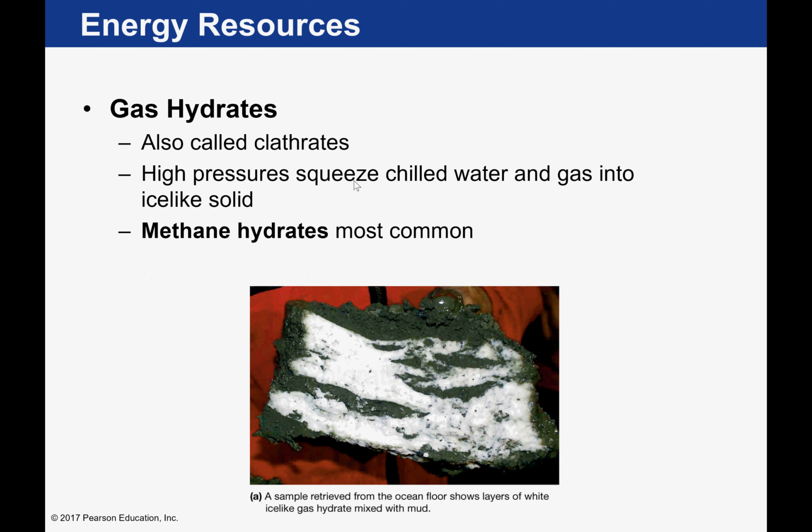So the second most common type are gas hydrates, which are also known as clathrates. And these are compact chemical structures made of water and natural gas. So they form only when high pressure squeezes chilled water and gas molecules into an ice-like solid. Methane hydrates are actually the most common form, and we typically see these beneath Arctic permafrost areas. So basically it's like gas being trapped inside of a cage of frozen water molecules.